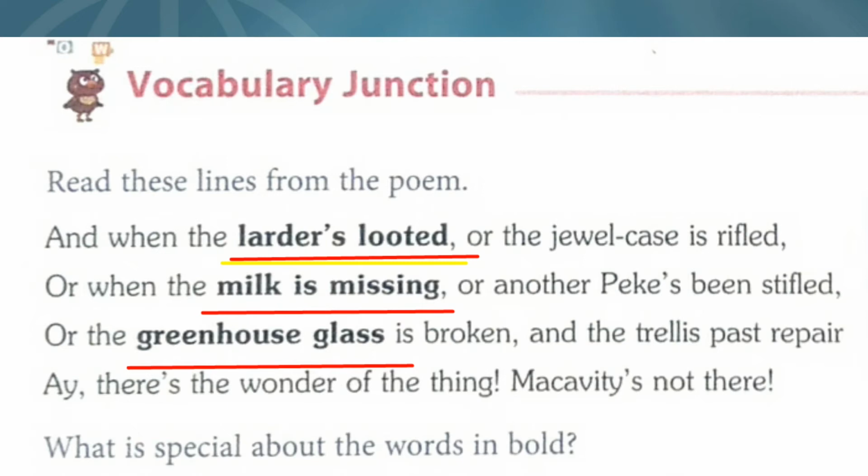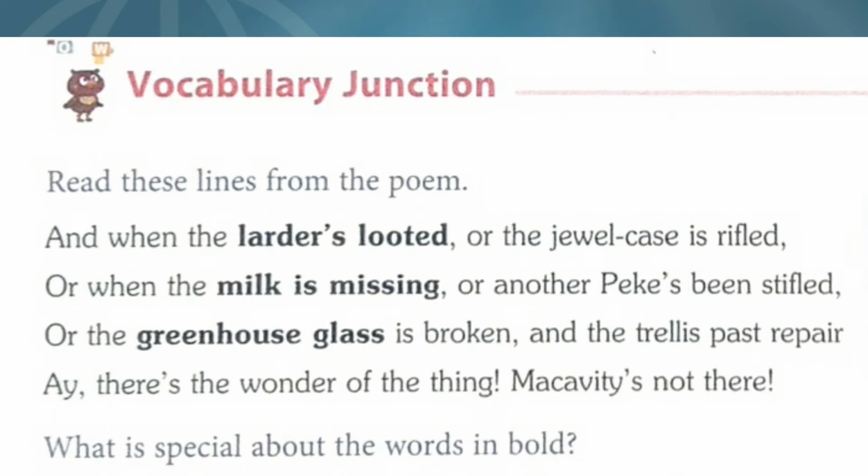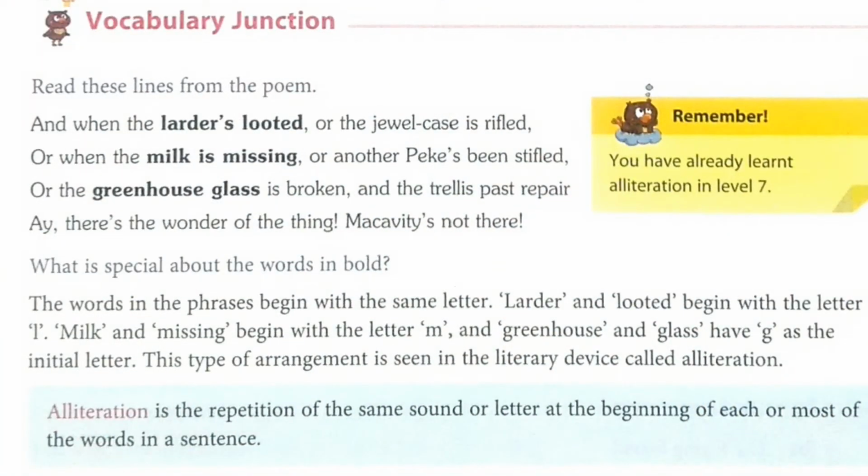Look at the second line, milk and missing. The beginning sound is the same. Look at the next one, greenhouse and glass. Here also the sound is the same. So the point is, if the same consonant sound is repeated in a line in more words, more than one word, especially two, three, four, etc., that type of technique is known as alliteration. This is the time to work out your book. Just start to read it. What is special about the words in bold? The first one: the words in the passage begin with the same letter. Larder and looted begin with the letter L.